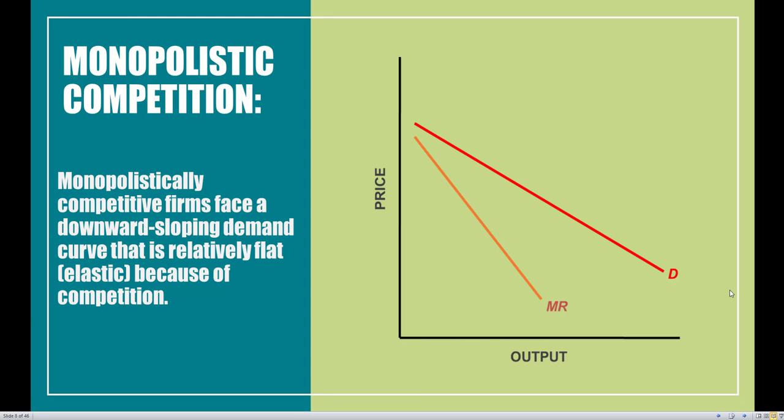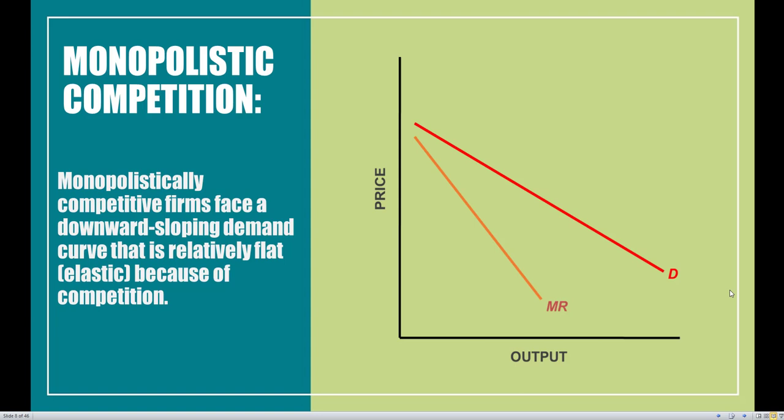What do the revenue, cost, and demand curve look like for firms operating under the monopolistic competition type of market structure? We can take a look at that in this particular section. Monopolistically competitive firms are going to face a downward sloping demand curve that is relatively flat.